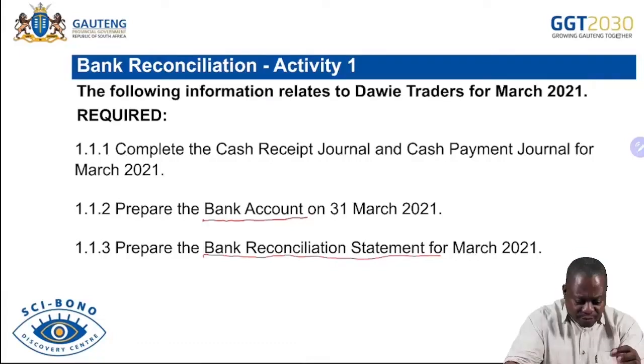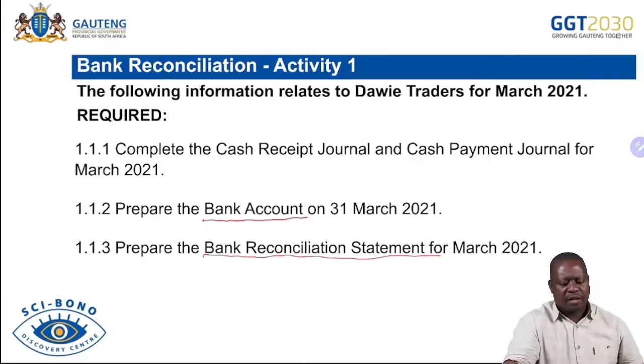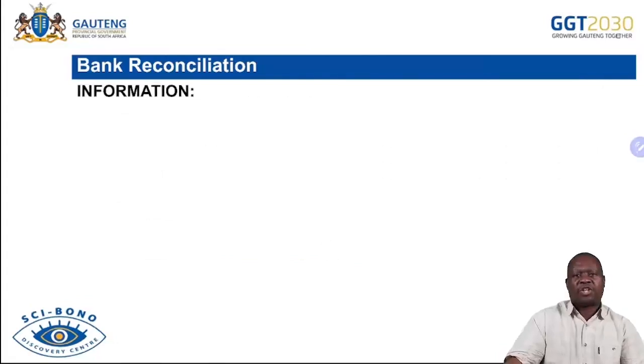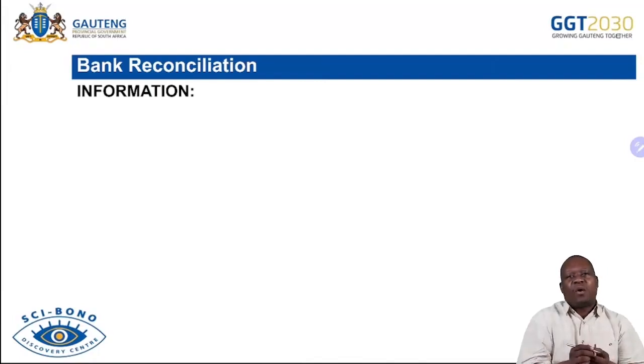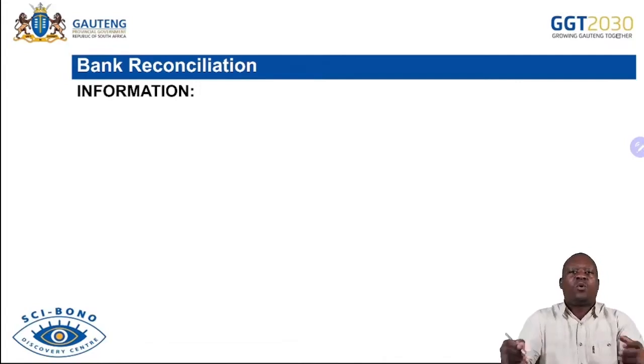Now, according to this question, we are given information. I'm going to go through all the information at once. When we get to the end, I am going to go through the statements one after the other. And in that case, I will bring only information that affects that statement, so that at least we can see where and how we go about recording such information.